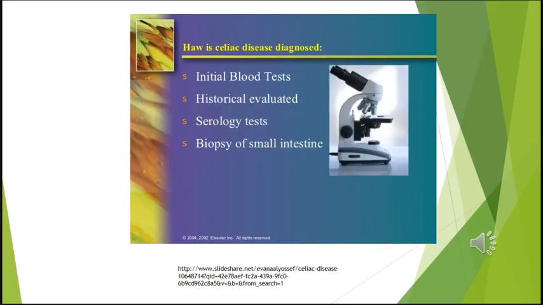How do we diagnose it? You can do it with blood tests looking for specific antibodies. Oftentimes the history is really good at being able to evaluate whether or not there is a family history or perhaps a genetic component going with this. They can look at serology tests, and then also one of the things they do is they can do an endoscope and get a biopsy of the small intestine.